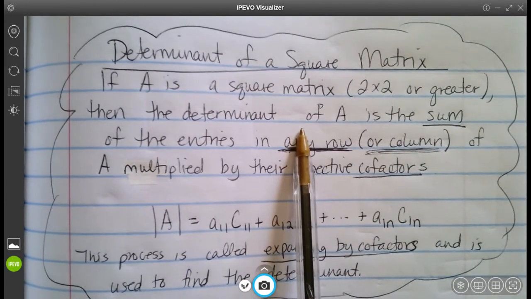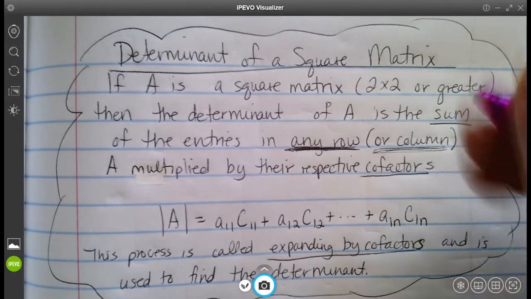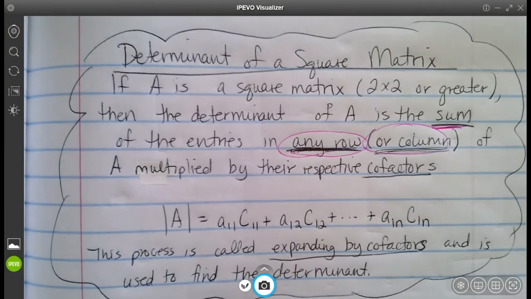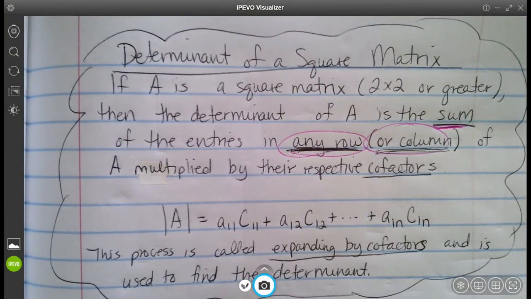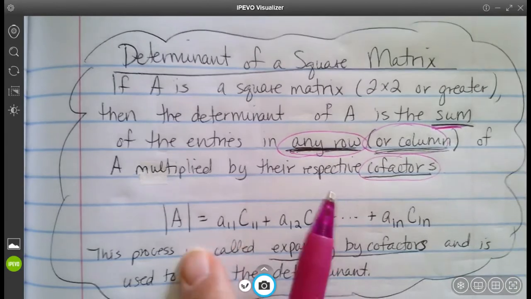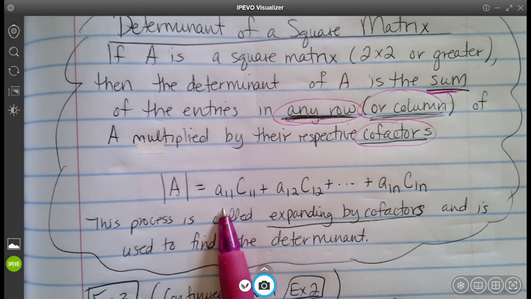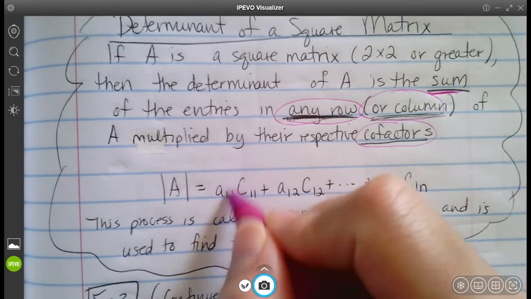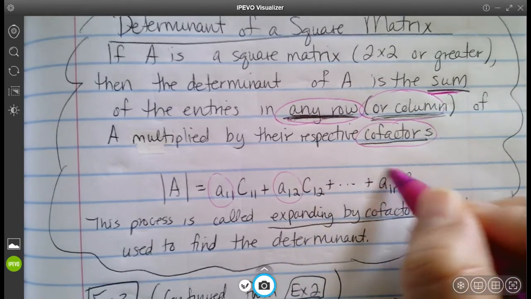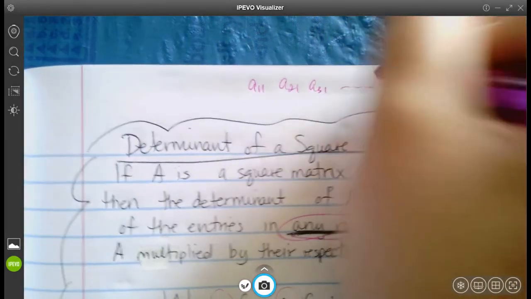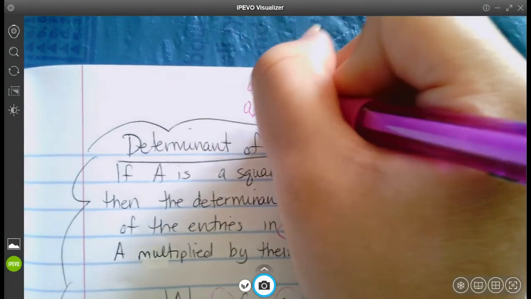of A is going to be the sum, this is important, the sum of the entries in any row or column. So you can pick any row, any column, and you're going to add them up multiplied by their respective cofactors. So this is what this looks like. If you chose, for example, row 1, that would be A11, A12, A13, all the way to A1n. You don't have to write this part down, but it's A11, A21, A31, etc. This is A21, and so forth.